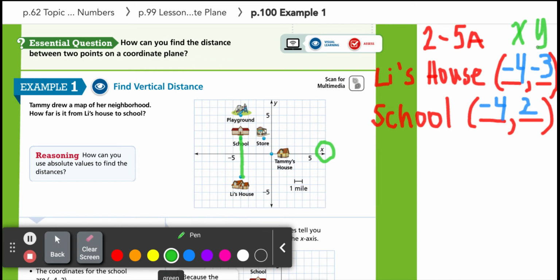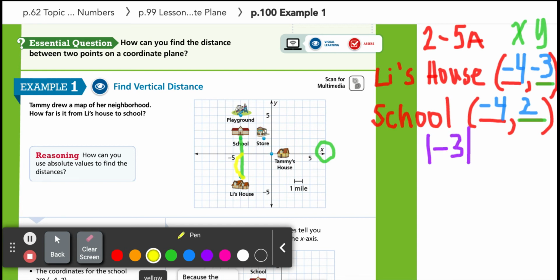Well, when we look at Lee's house and the school, the y values, the -3 and the 2, are what is different. -4 stays the same. So we look at that -3 and 2, and we will be using that information and the absolute value to help us find the distance. So let's start by finding what is the absolute value of that y coordinate for Lee's house, or how far away is Lee's house from 0? How far away is Lee's house from that x-axis? So we would find what is the absolute value of -3.